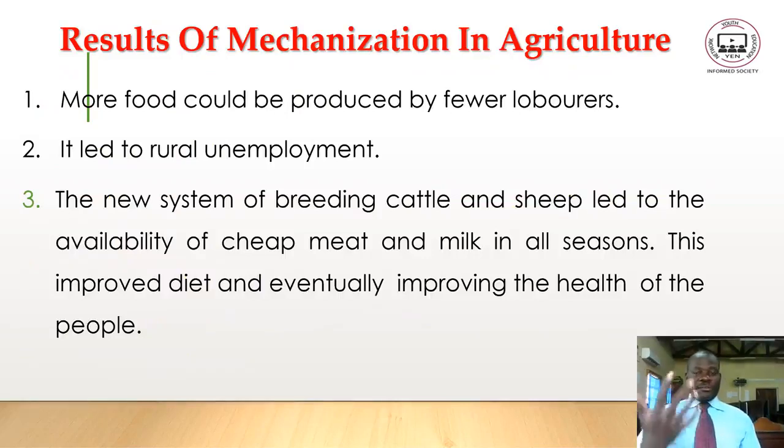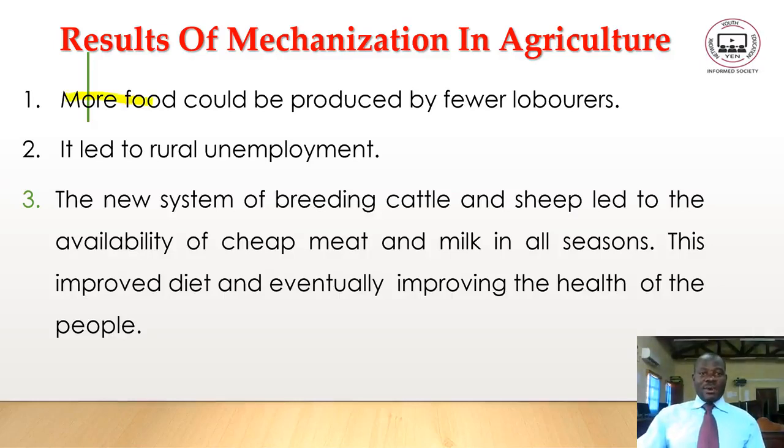Now we have looked at a few. There were many. Not only those people we have looked at were the only ones in England. There were many who brought about change in agriculture and experimented much to improve it. But then, what were the results of mechanization in agriculture?